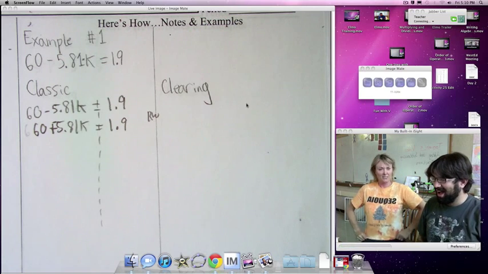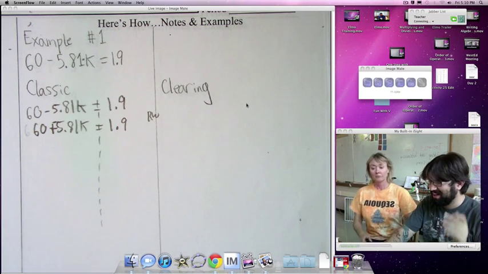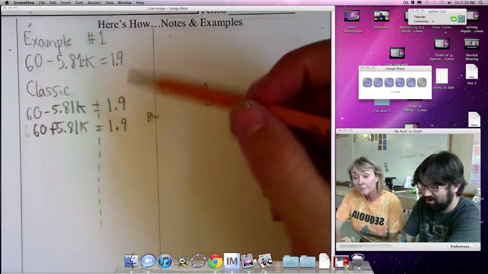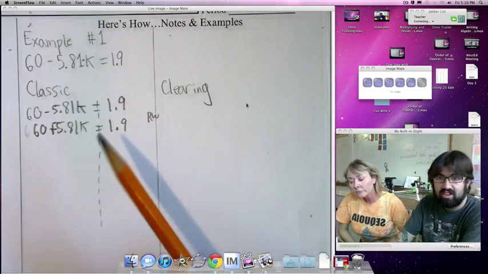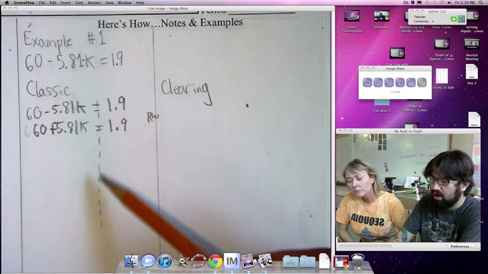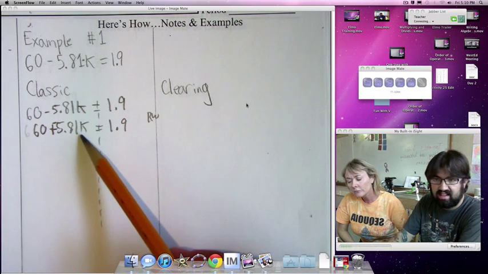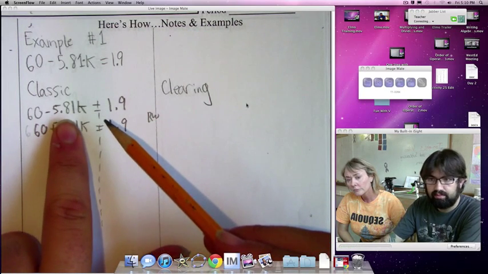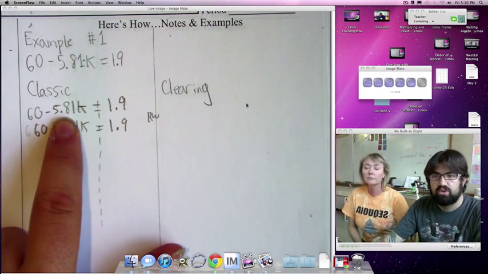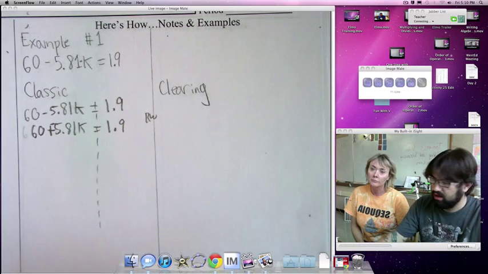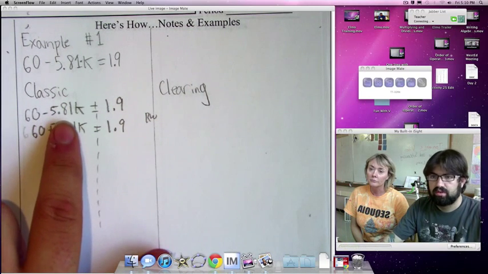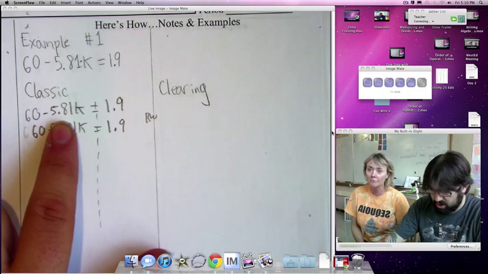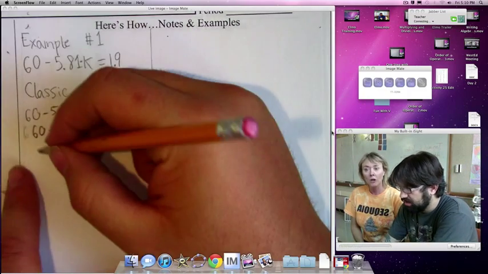I'm just showing how to do the classic and clearing method. So classic is just solving for a normal equation. So just like on regular two-step equations, we want to leave the number that's next to the k by itself. And if I cover it up and just think, if it was just 60 plus k, what would I do? Well, if it was 60 plus k, the opposite of adding is subtracting.